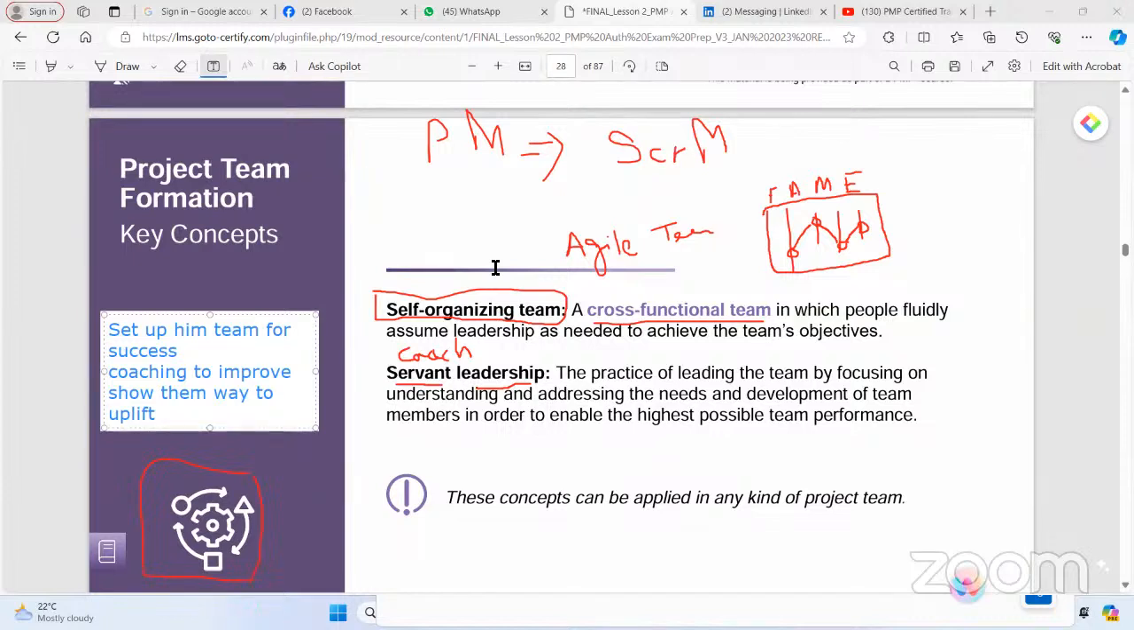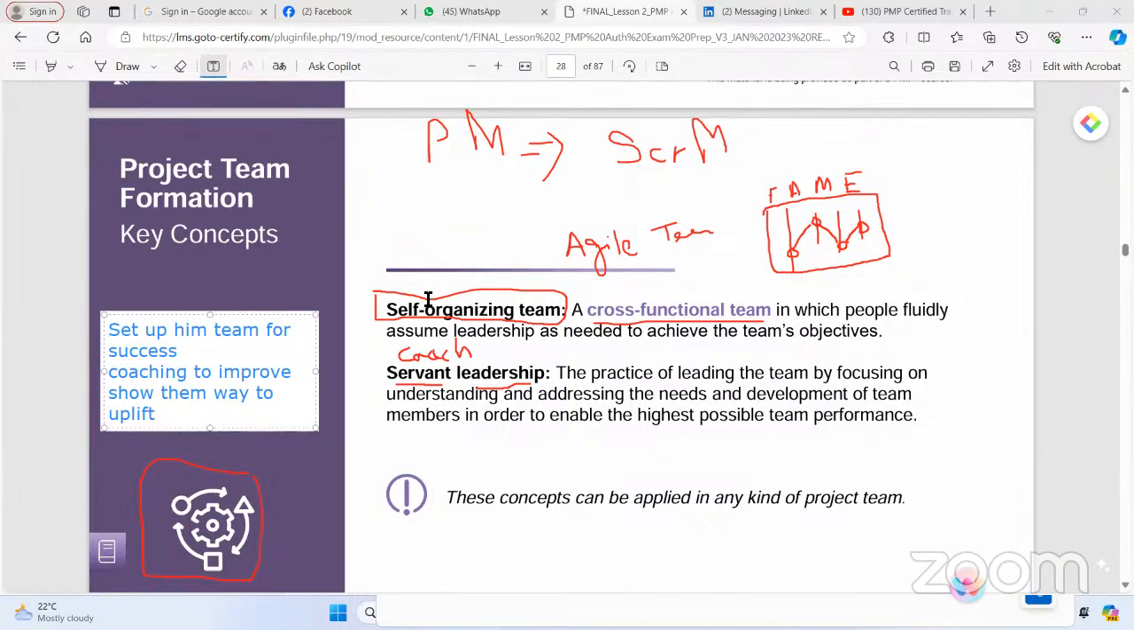So you know how things are done, but you are not doing them yourself. Now, it doesn't mean that you don't know anything. You should know how things are done so that you can guide the team whenever they get stuck, wherever they get stuck. So that's your role as a servant leader.